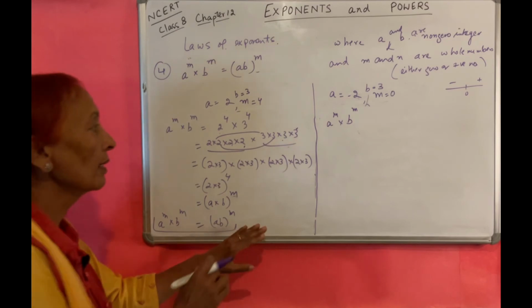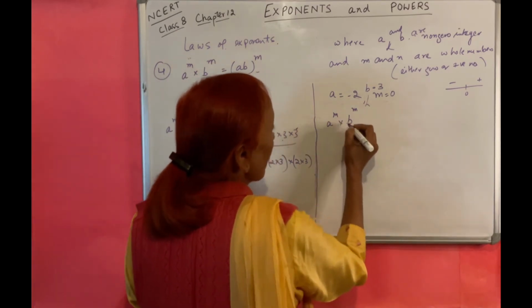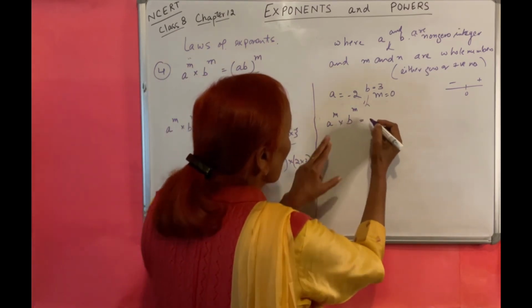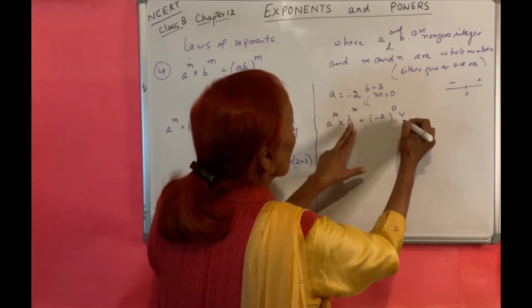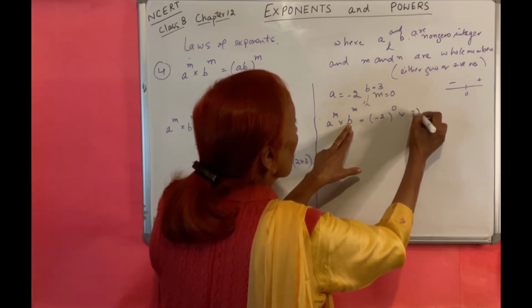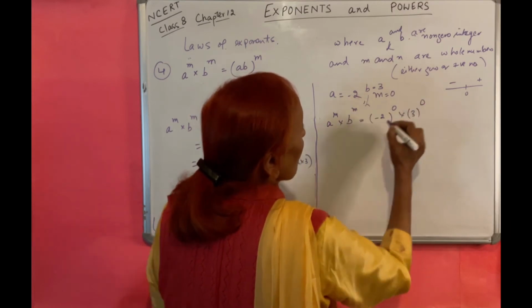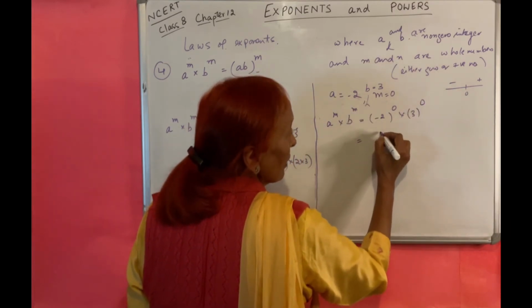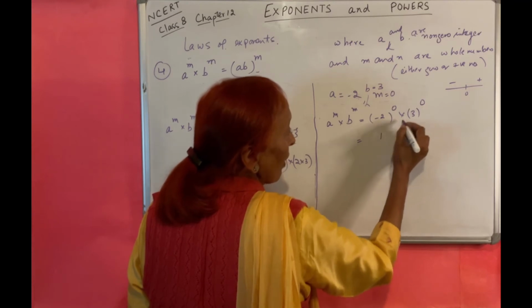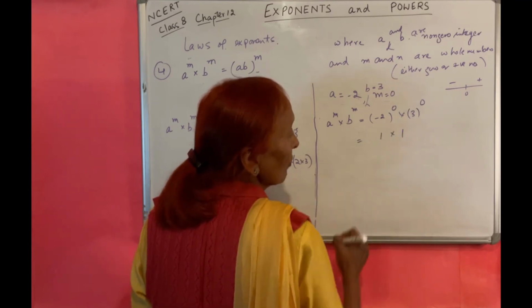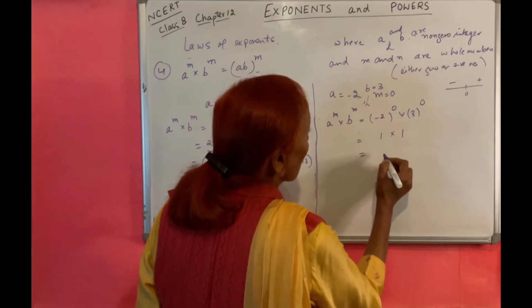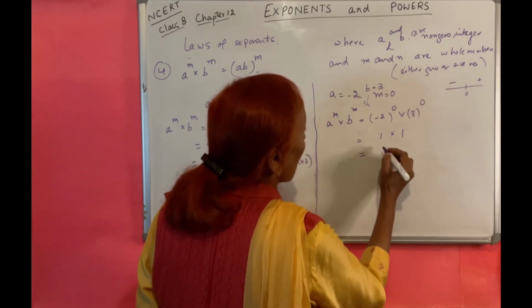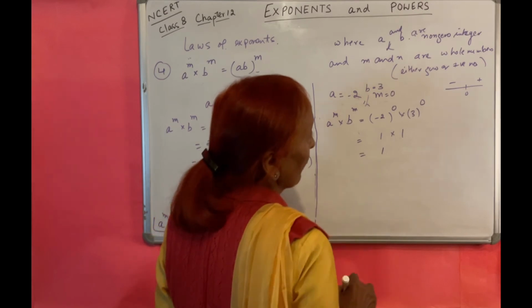In the second case, let us do A raised to power m into B raised to power m is equal to, A here is -2, m here is 0, into B here is 3 and m here is 0. So this is -2 raised to power 0 is 1, 3 raised to power 0 is also 1. So this is nothing but 1 only.